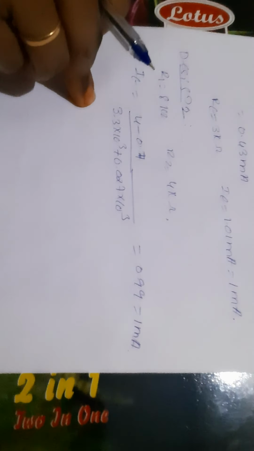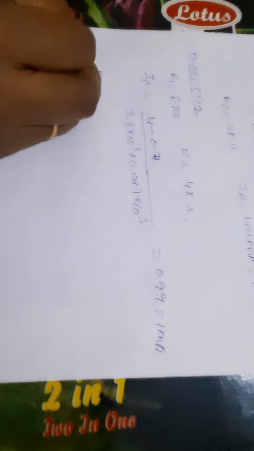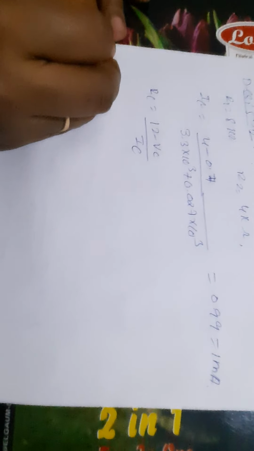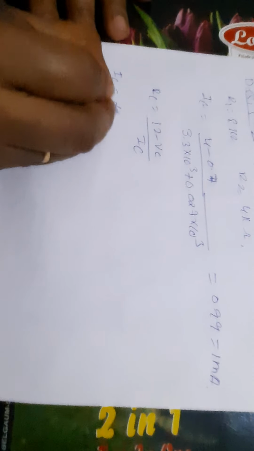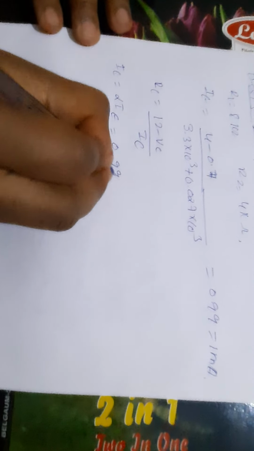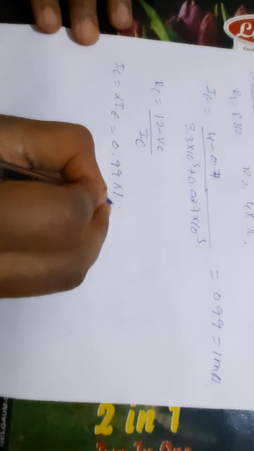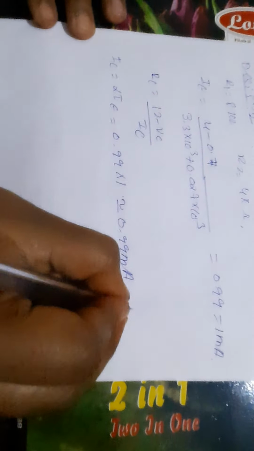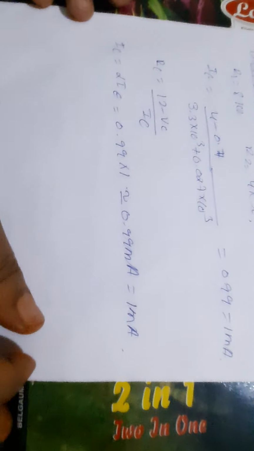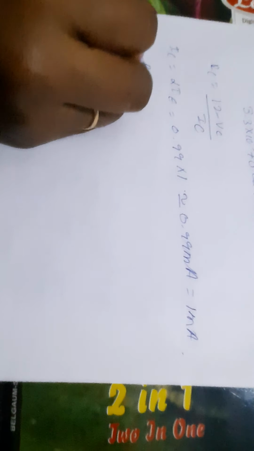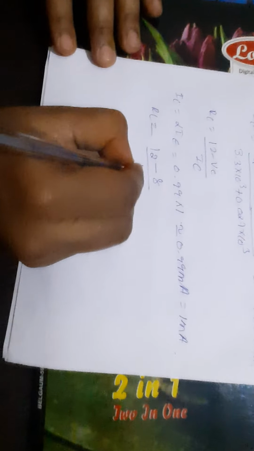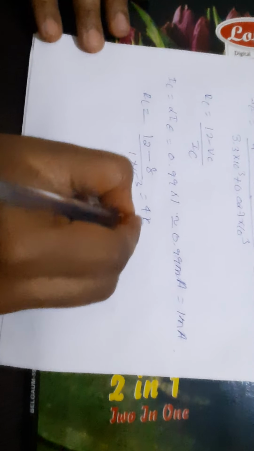Finally, the value of RC can be determined from RC equals 12 minus VC by IC. Substituting IC as alpha times IE, which is 0.99 into 1, which results in 0.99 milliamps, or equal to 1 milliamp for both the designs. That is RC equals 12 minus 8 by 1 milliamp, equal to 4 kilo ohm.